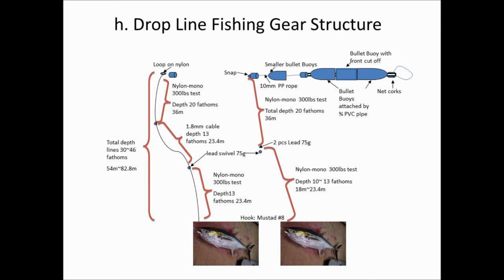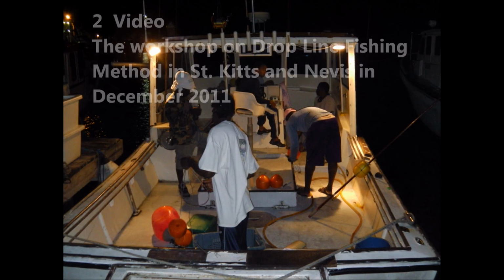Another critical component of the physical structure is the leaded swivel, which will enable the line to stand straight in the water. And last of all, the hook. Again, it's the fisher's choice of hook, as there are several different types of tuna hooks available, so whichever is preferred by fishers will be attached. So this is the basic structure of the drop line fishing gear.